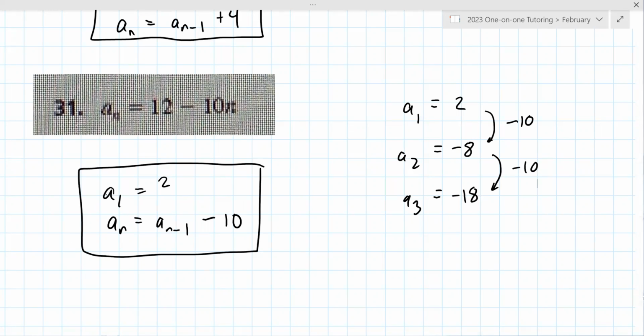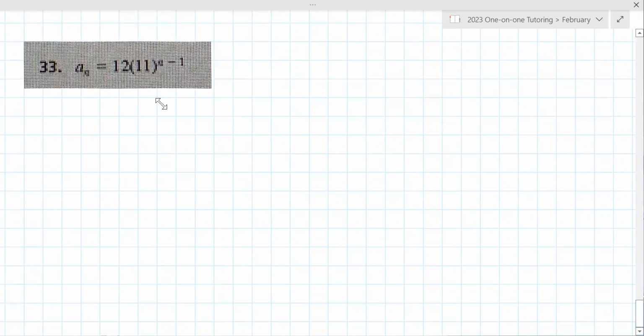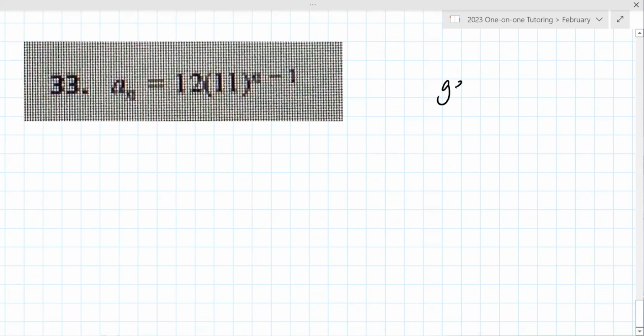Okay. All right. So 33, we'll do this one together because this is new. This is actually a geometric sequence, believe it or not. You said you covered those in class a little bit? Yes, a little bit.